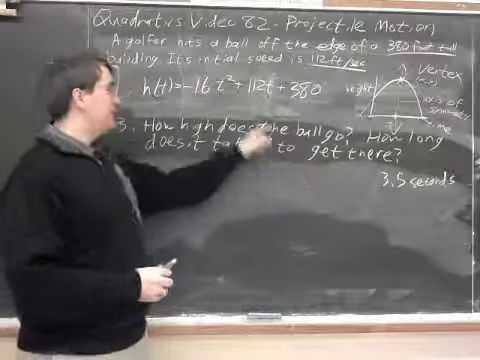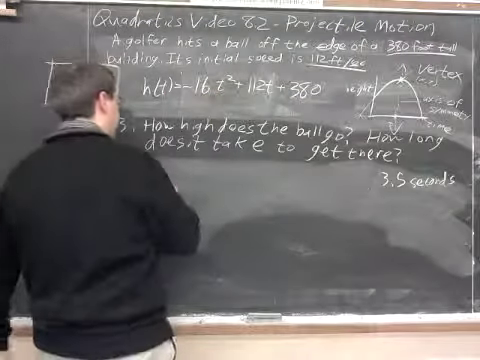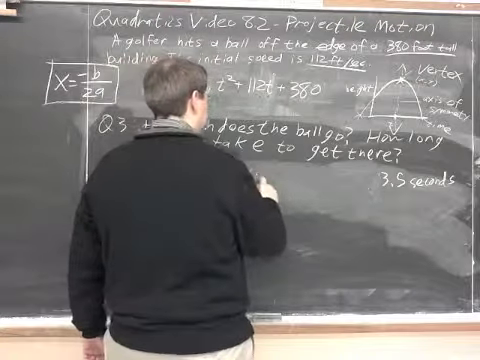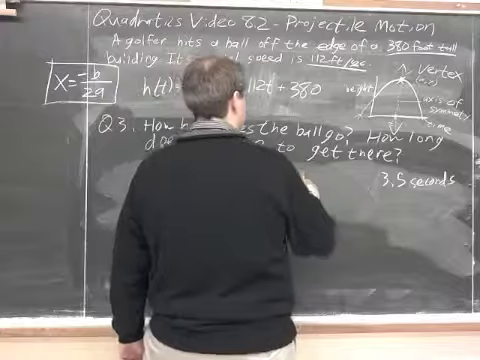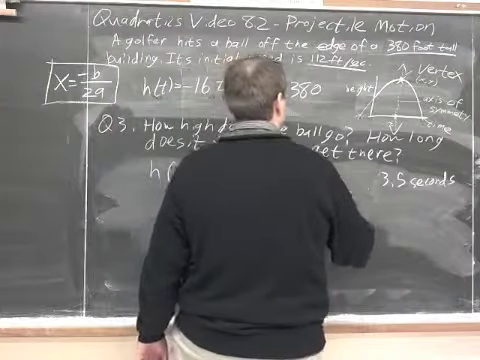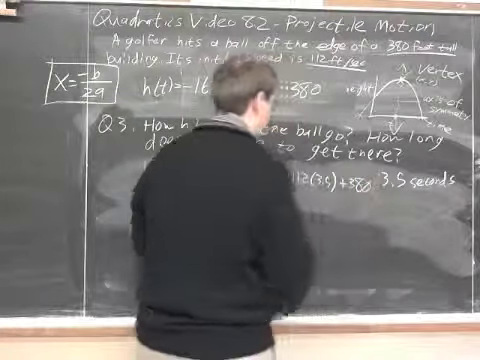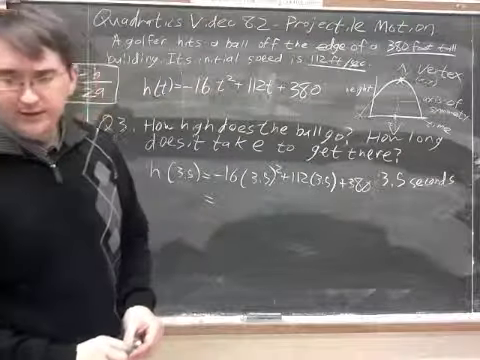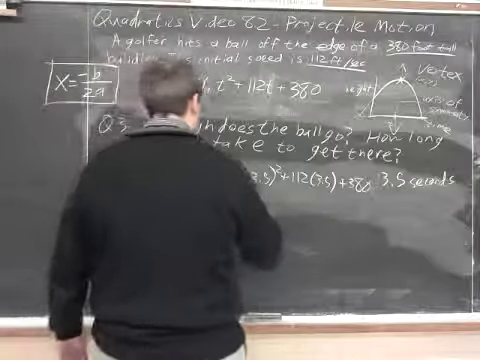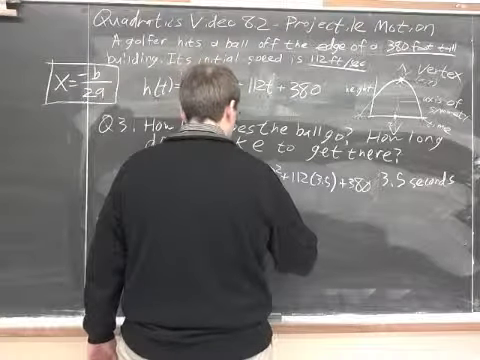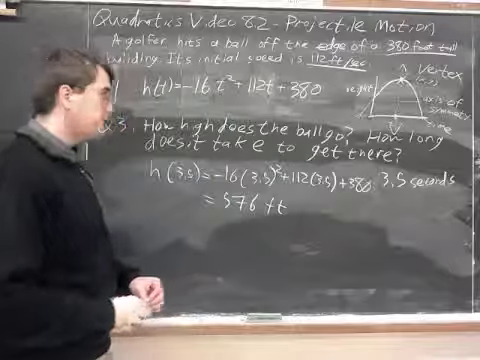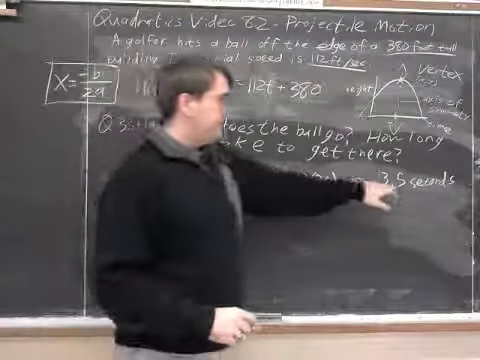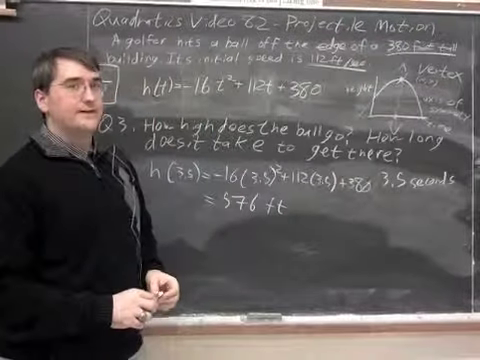We're just going to take that number, plug it in here. I'm going to do h of 3.5. I'm going to plug in 3.5. Negative 16 times 3.5 squared plus 112 times 3.5 plus 380. Punch that into your calculator. This isn't something you need to do by hand. And you'll get that the actual height is 576 feet. The maximum height is 576 feet, and it took 3.5 seconds for the ball to get there.